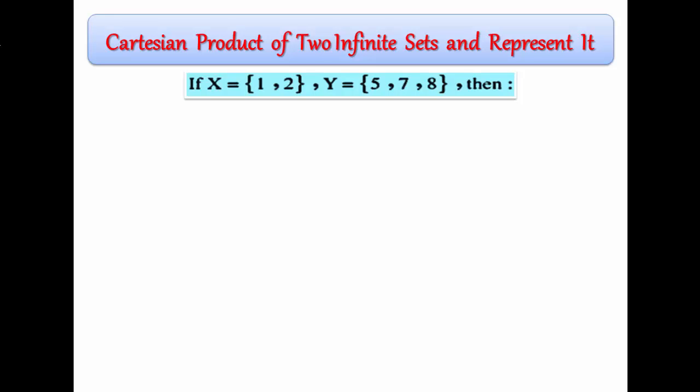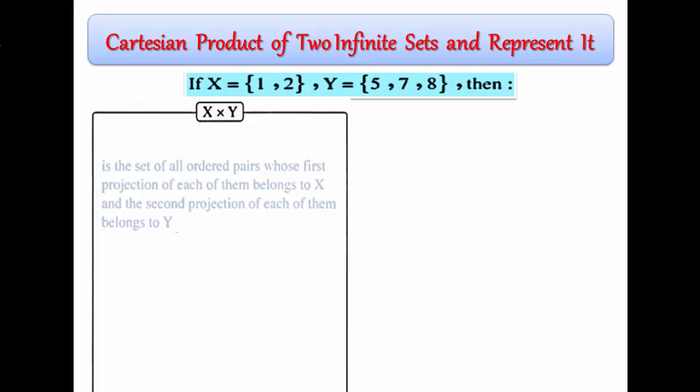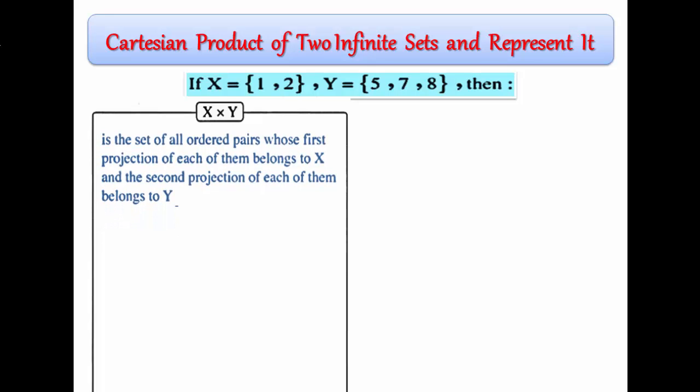If x equals the set {1, 2} and y equals the set {5, 7, 8}, then x multiply y is the set of all ordered pairs whose first projection of each of them belongs to x and the second projection of each of them belongs to y. Then x multiply y equals the set of ordered pairs (1, 5), (1, 7), (1, 8), (2, 5), (2, 7), and the last one (2, 8).